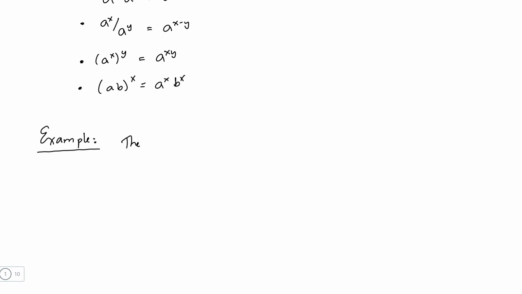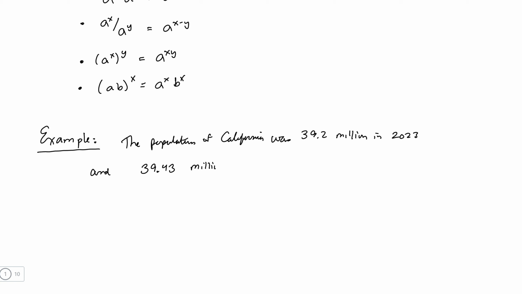So the population of California was 39.2 million in 2023, and it was 39.43 million in 2024. So now we can ask, how did the population grow during this time? So we can observe.